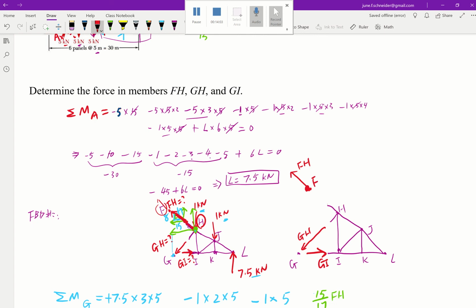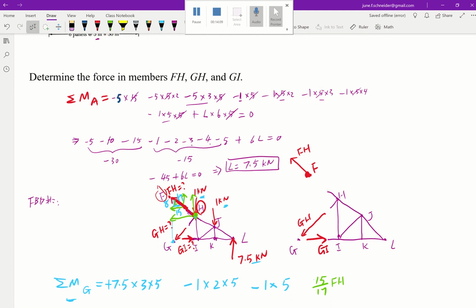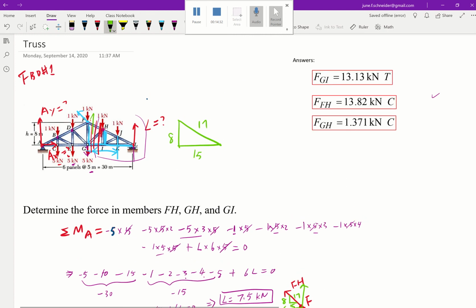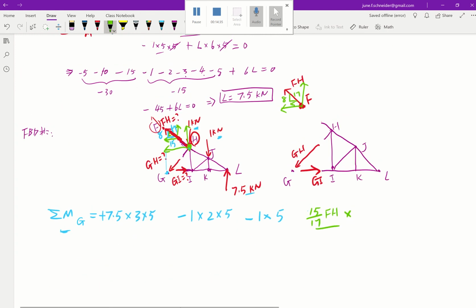Why do I have to be very specific about the point of application? As you can see, we are working on the moment equation. We have to know that in order to find our moment arm. Okay, so if that's the situation, we can decompose to X and Y components. This is 8, 15, 17. So 15 over 17 goes back to FH, the X component, and our moment arm will be exactly this length right here, which is 8 foot. And that's going to be counterclockwise, so it's positive.